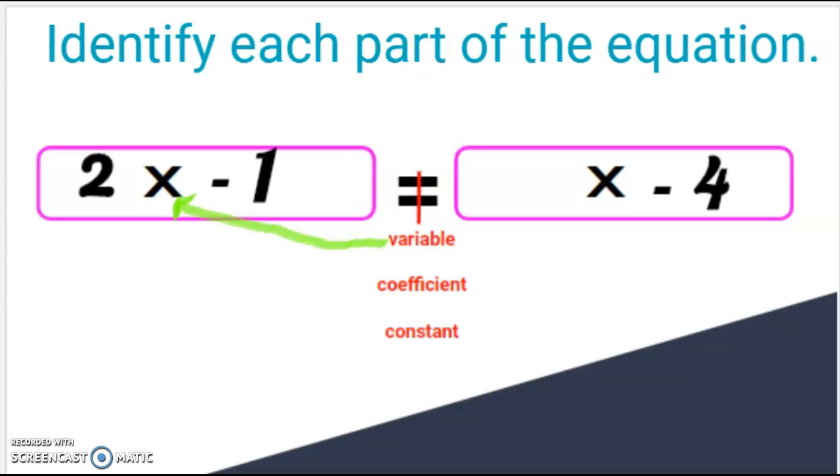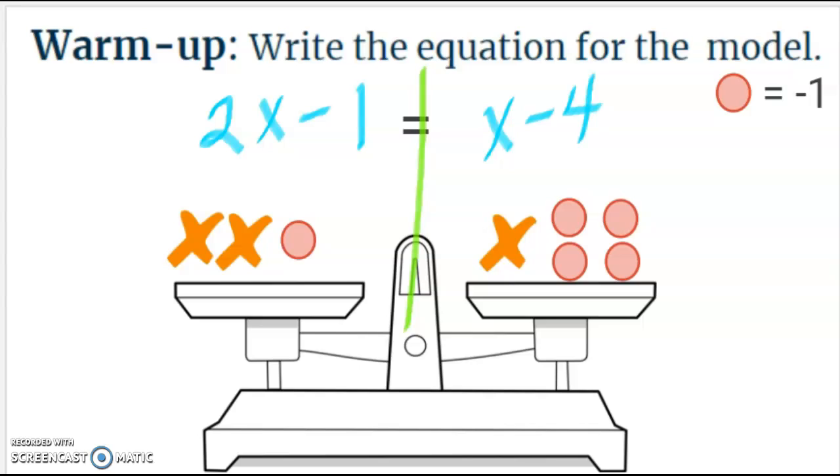Okay, once you're done with this one, actually I want you to go back to slide 1. So go back to slide 1. Okay, we're going to solve the equation using the model. Okay, so remember when we are solving now, we take things off of the scale if they're the same on both sides, right? Notice how you have x's on the left and you have x on the right. So that means we can take off x's. You've got these red circles on both sides, so you can take off what you can from each side, right?